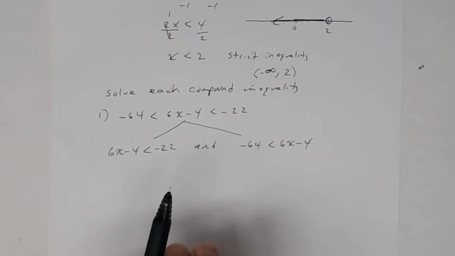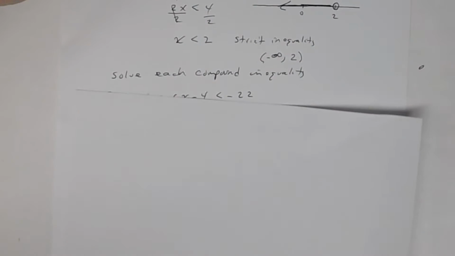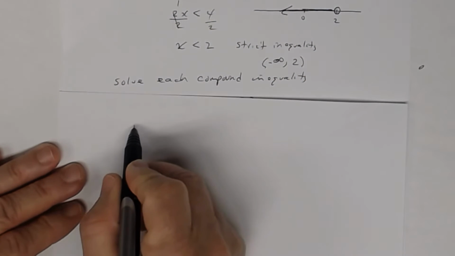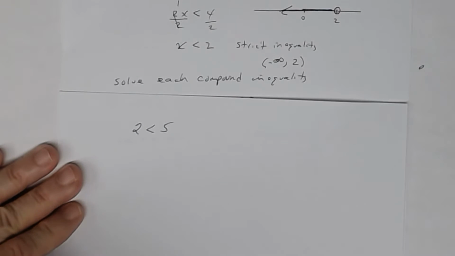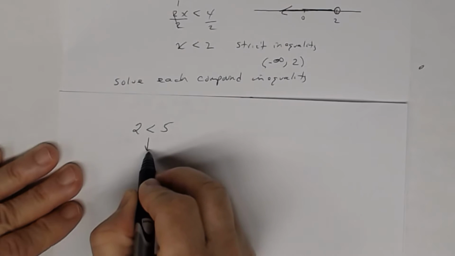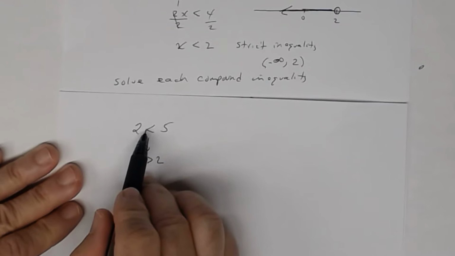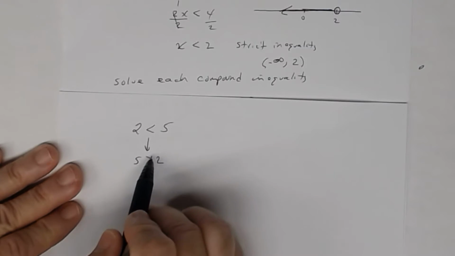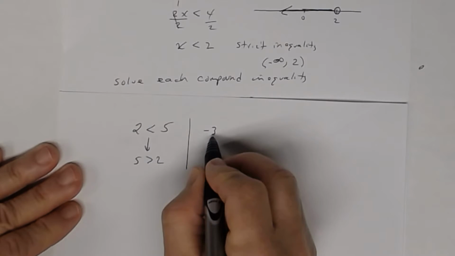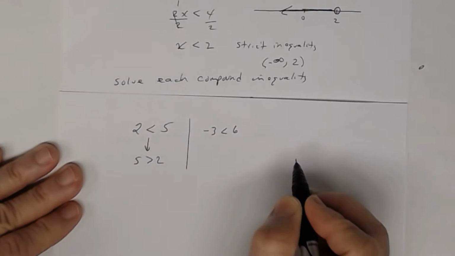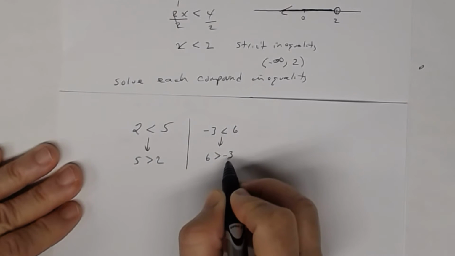So I want you to think about something, because we're going to need this in a little while. If I tell you that 2 is less than 5, that's a true statement, right? Is it correct to also say that 5 must be greater than 2? So if 2 is less than 5, then 5 must be greater than 2, right? If I say negative 3 is less than 6, then you can also say 6 is greater than negative 3.